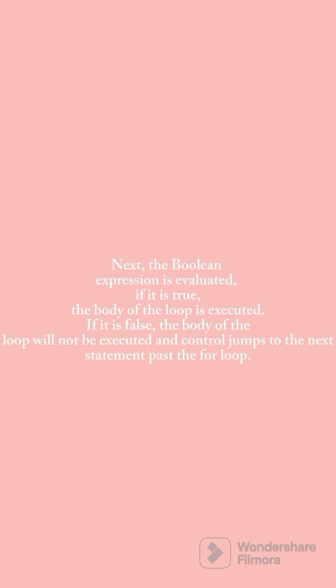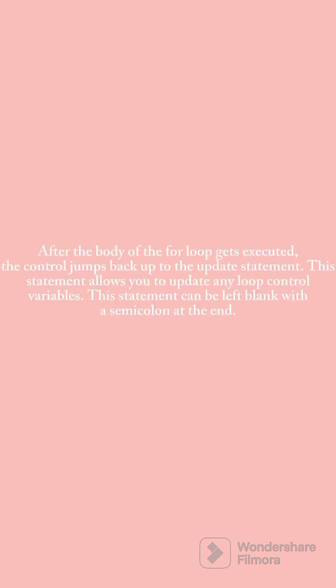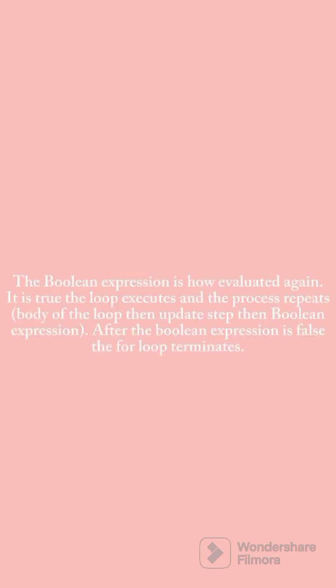past the for loop. After the body of the for loop gets executed, the control jumps back up to the update statement. This statement allows you to update any loop control variables. This statement can be left blank with a semicolon at the end. The Boolean expression is now evaluated again. If it is true, the loop executes and the process repeats: body of loop, then update step, then Boolean expression. After the Boolean expression is false, the for loop terminates.